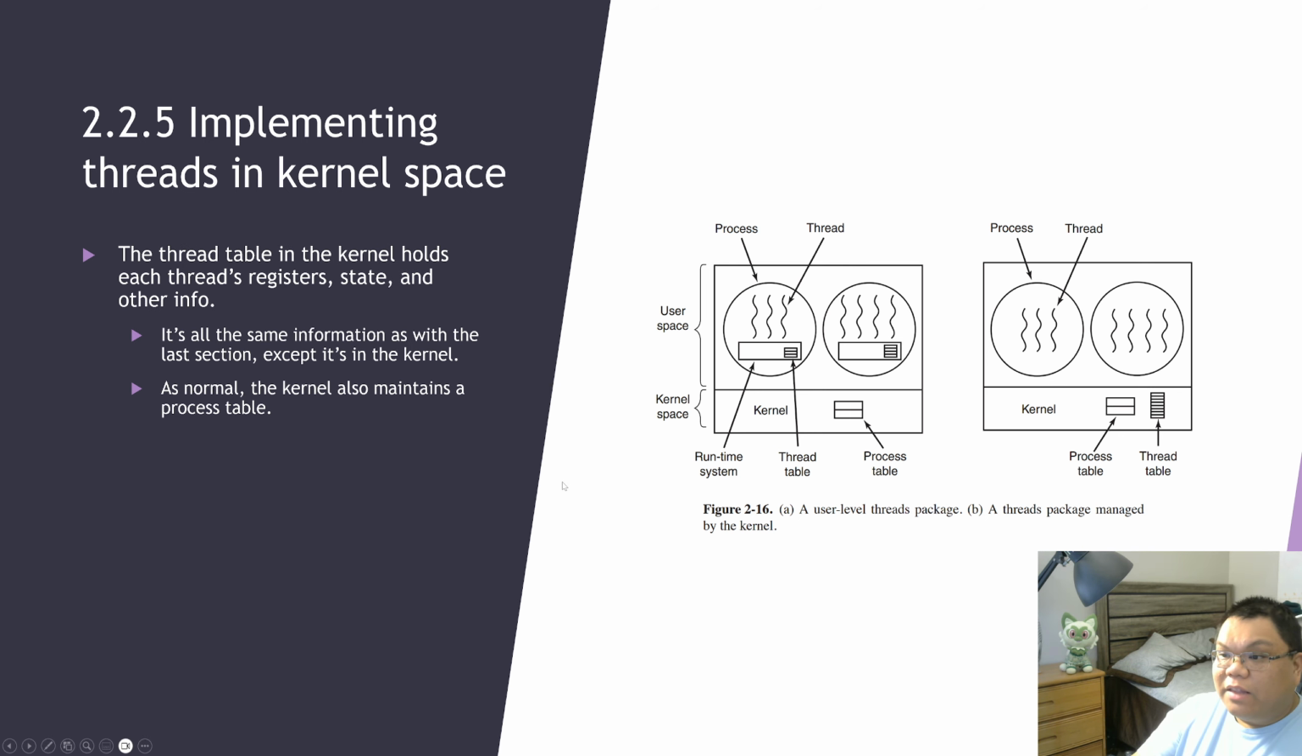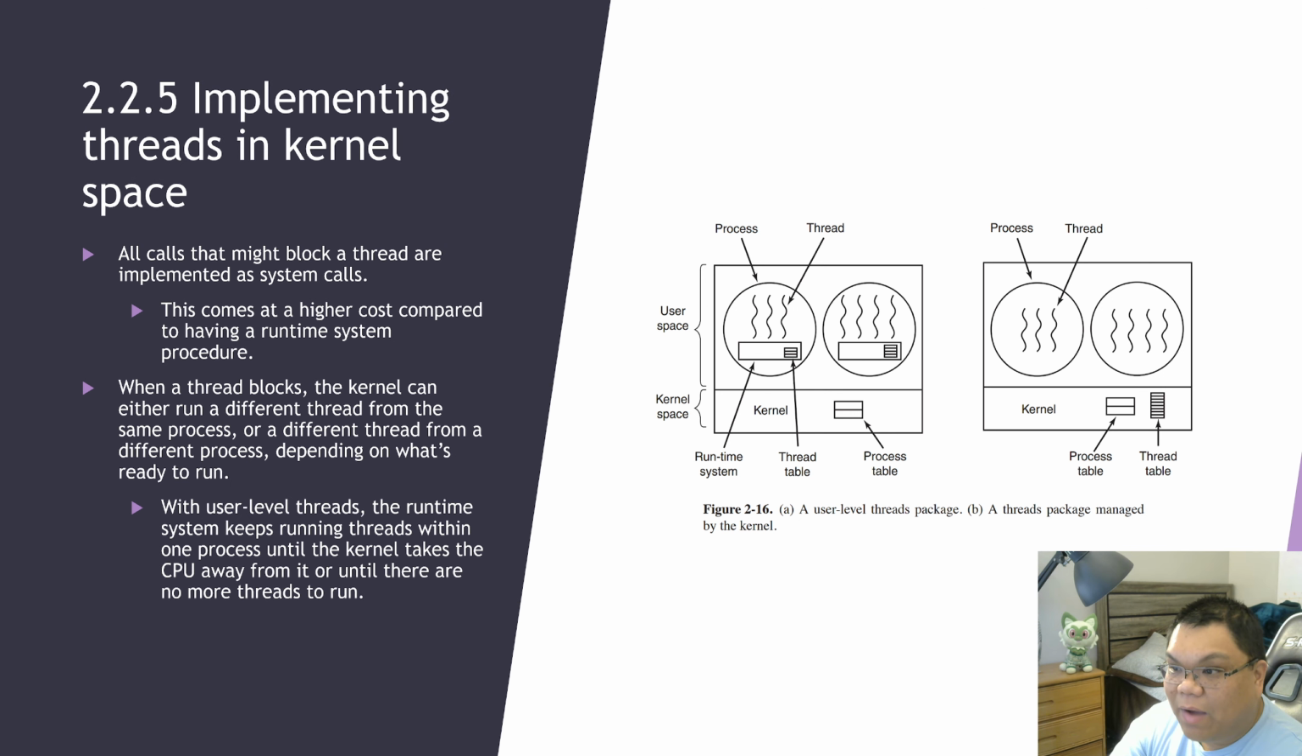The thread table in the kernel holds each thread's registers, state, and other info, much like how it keeps track of each process using the process table. Oh, and as I said, the kernel now has both a process table and a thread table.